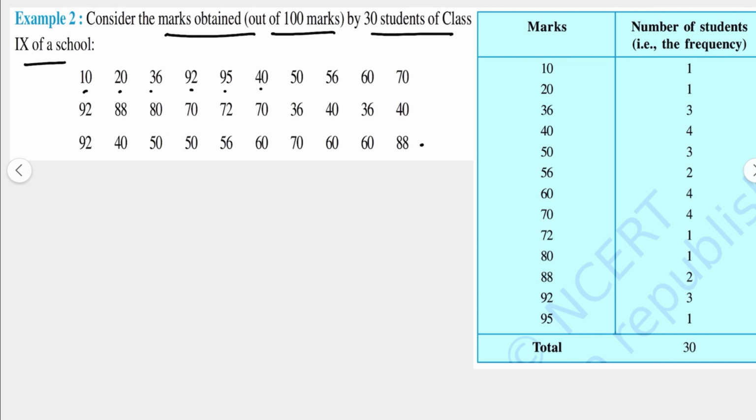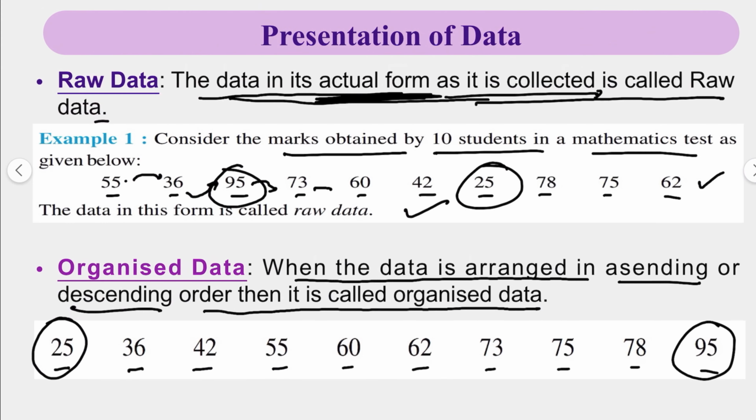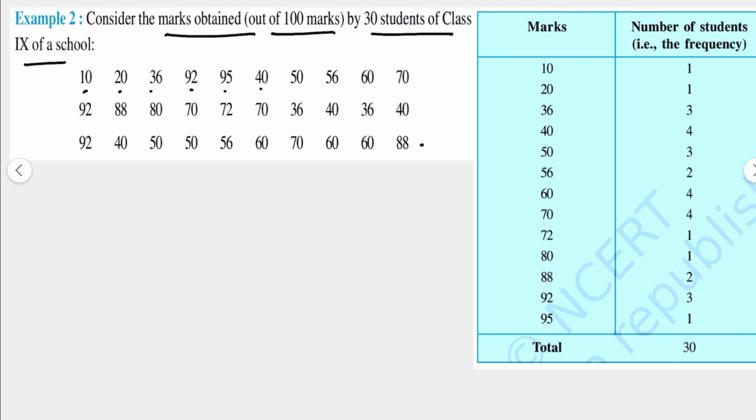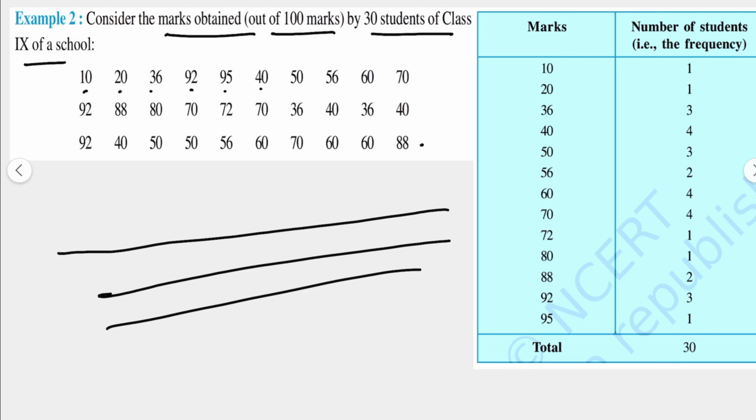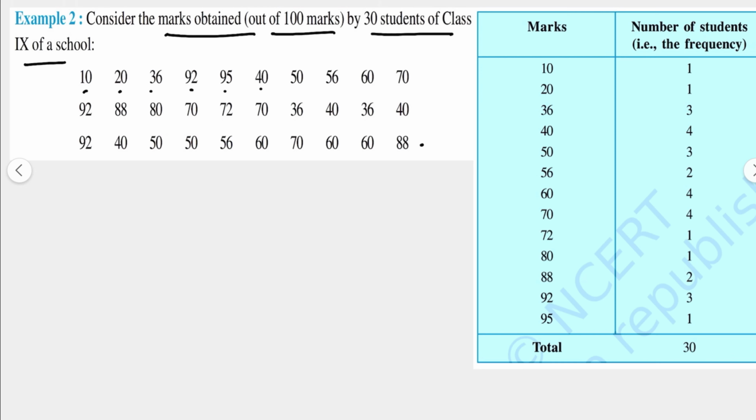So marks of all the 30 students is given here. What we have to do is, instead of writing this in increasing or decreasing order, because if we write this in increasing or decreasing order, the span of data will be very large. It will continue for 3-4 lines. So in order to resolve this problem, we write this data in tabular form.